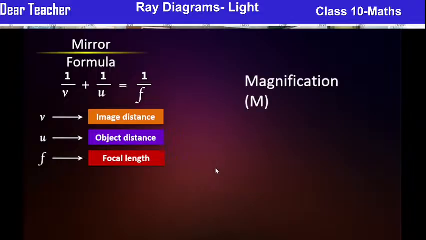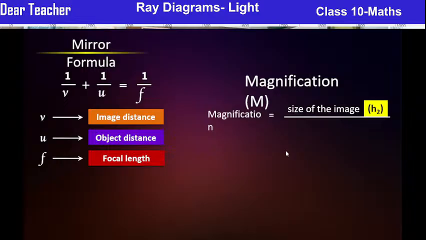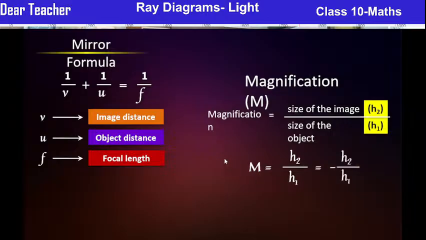There is also a formula for magnification. Magnification is equal to the size of the image divided by the size of the object, that is, h2 by h1. You should always remember the formulas. Because the object is always kept on the left side of the mirror, therefore the object distance.